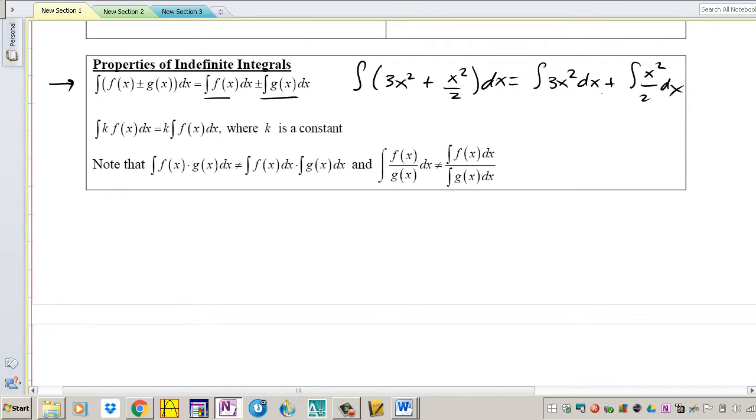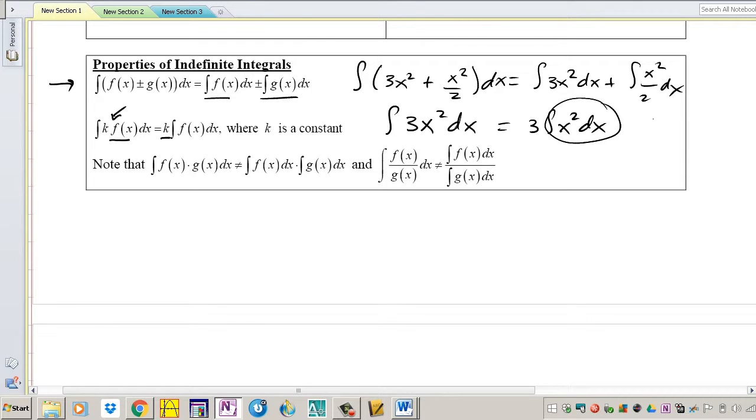So you can do that with plus or minus. Also, anytime that you have a constant in front of your function, you can move the constant to the front. Let me give you an example. For example, let's say I want to take the antiderivative or the integral of 3x squared. I can move the 3 since it's a constant and leave the x squared, and I can integrate x squared and then multiply by 3 last.